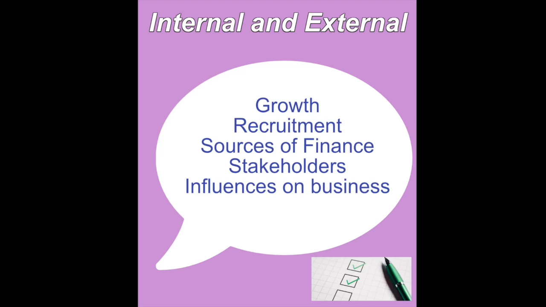So an internal source of finance would be retained profits. An external source of finance would be a bank loan. You have internal and external stakeholders. Remember those? Quick tip for you, the government is an external stakeholder in every business, in every company. And finally, there are internal and external influences on business. You know, the economy is a good example of an external influence on business. Lots of internal and external things for you. Remember them.